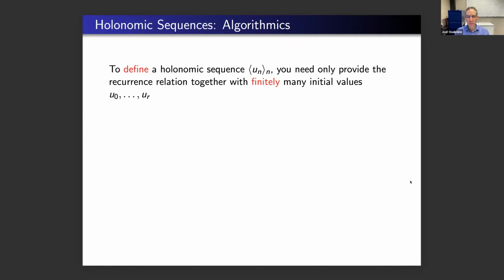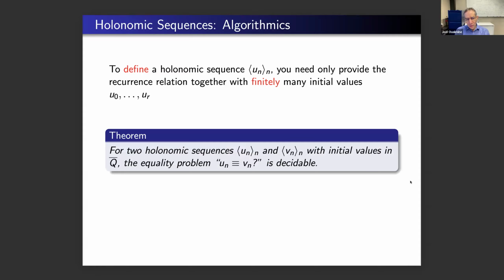And now one of the main theorems, which is not a deep theorem, but I think it's important to realize this: for two holonomic sequences, u_n and v_n, with initial values in some field where you can do effective comparisons, such as the algebraic numbers, the equality problem, whether u_n is identically the same as v_n, so u_n is always equal to v_n, is a decidable problem. There's an algorithm that can actually do this, provided the initial values belong to something where you can make comparisons. So the slogan is: equality or identity is decidable for holonomic sequences.